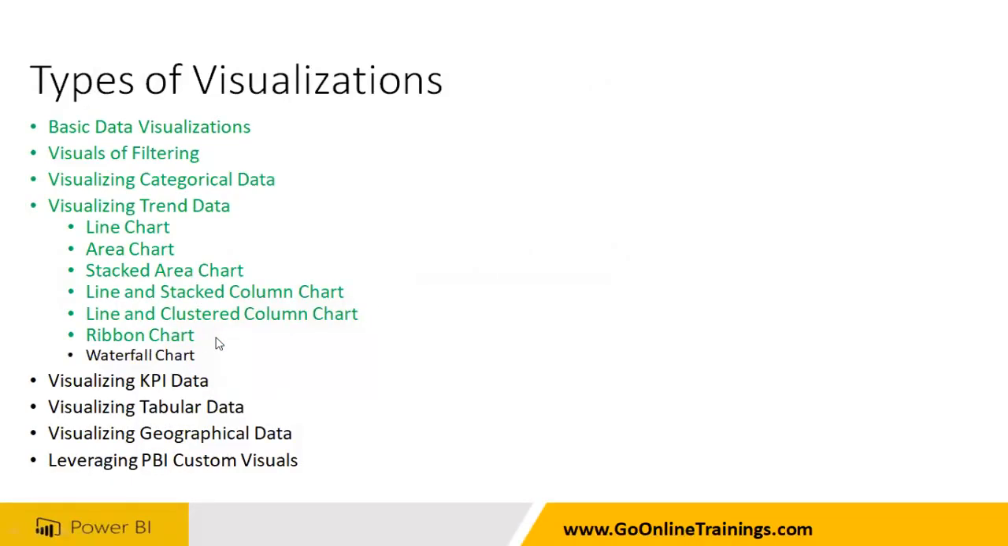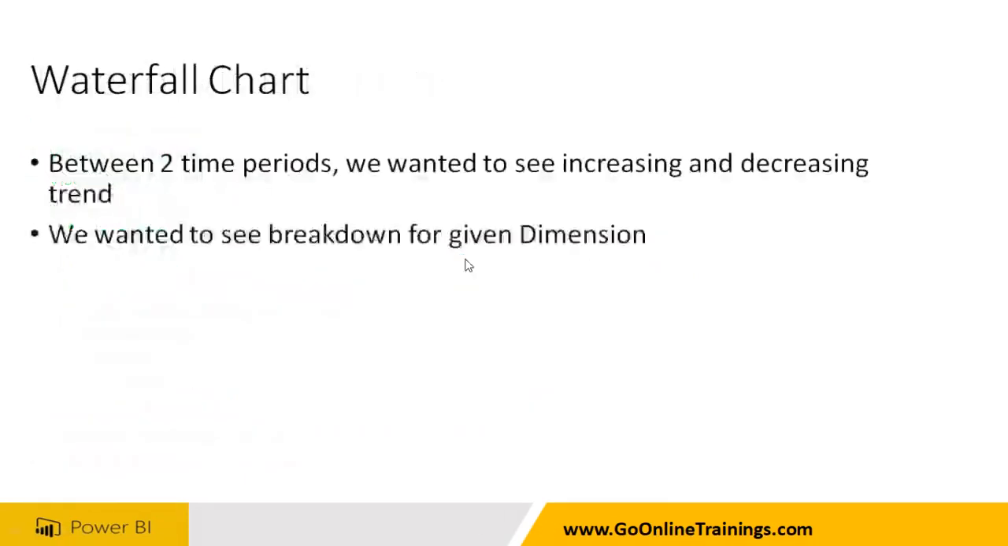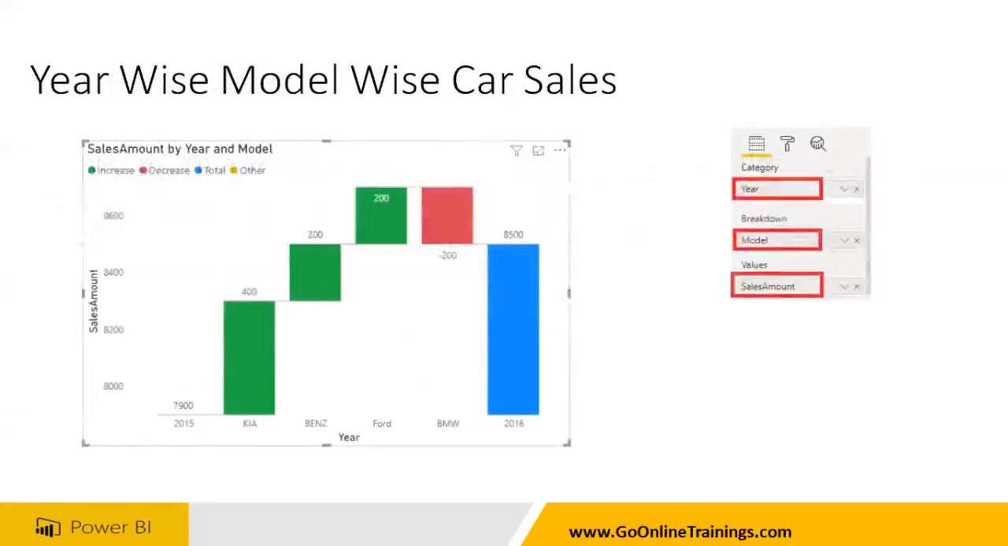The last one in this category, trending data, is the waterfall chart. Now, between two time periods, we wanted to see an increasing trend or decreasing trend. We wanted to see the breakdown for a given dimension. So that is where the waterfall chart will be important. Am I clear? So I wanted to have year-wise, model-wise car sales.